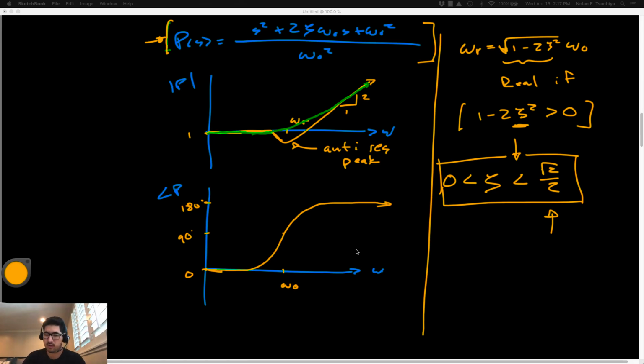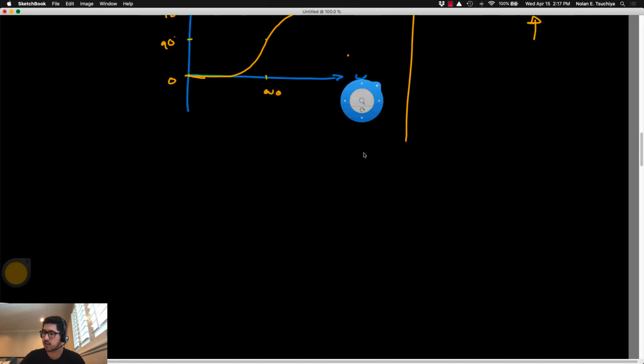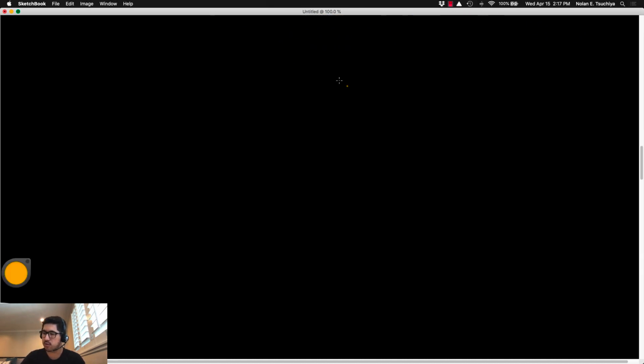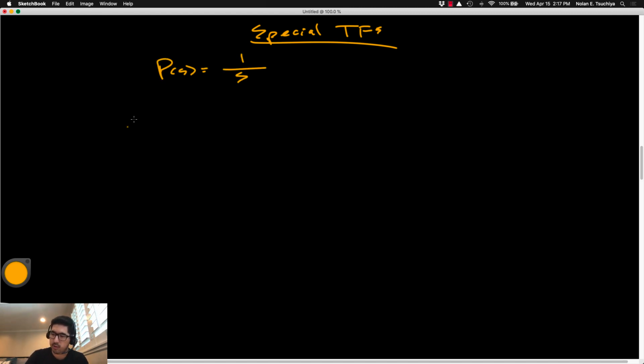Now, in addition to the 4 transfer functions that we've seen so far, there are a few special transfer functions that we should consider as well. There's 3 of these, and they don't fall into your typical first order, second order category. Okay, the first one that we're going to take a look at is the case where you have one pole at the origin. This one's interesting because it highlights a couple of unique features.